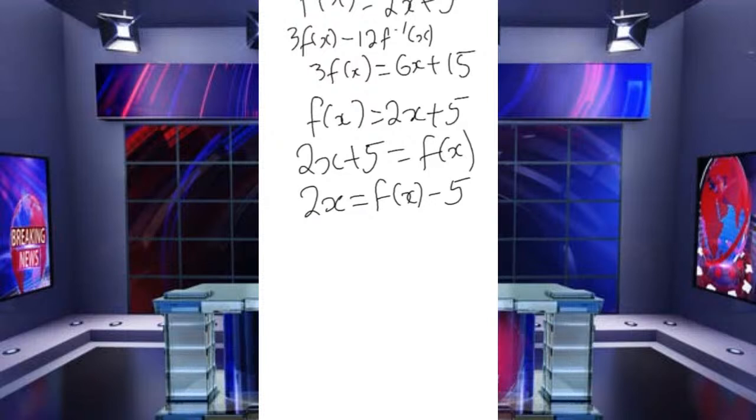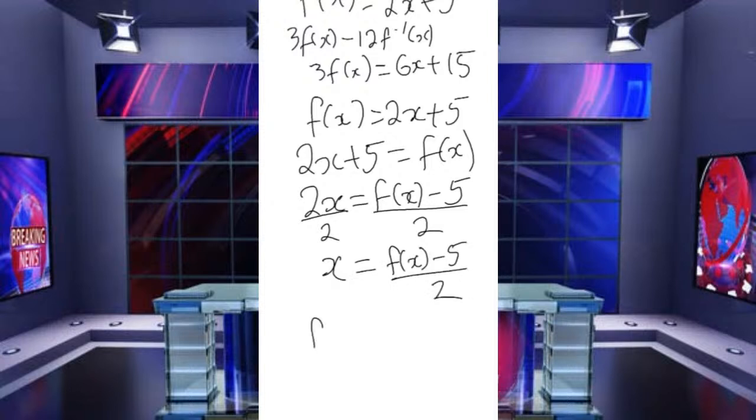The next thing, to make x the subject of the formula, is dividing both sides by the number beside x, that's divide both sides by 2. So that 2 can divide 2. 2 divides 2 to give us 1. So this is going to give us x is equal to f of x minus 5 over 2. Now, we need to write it in a way that looks like f inverse of x.